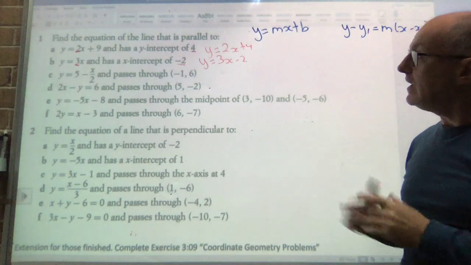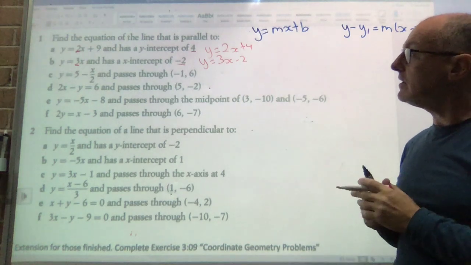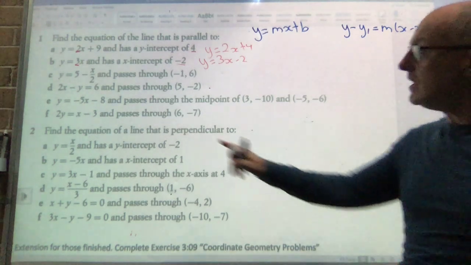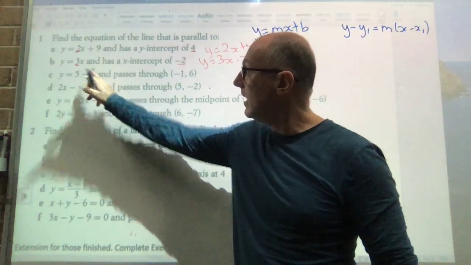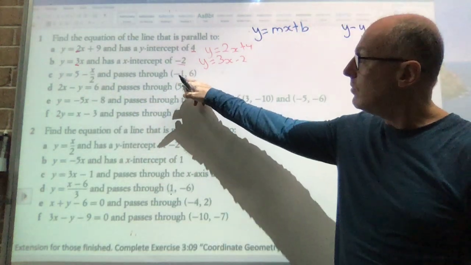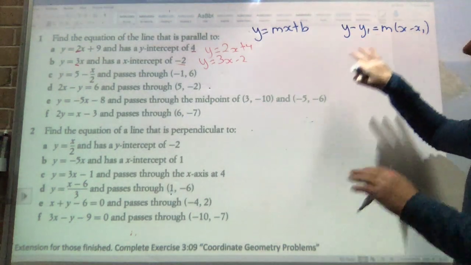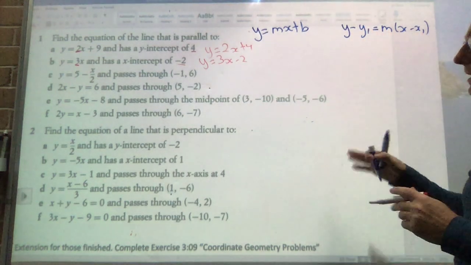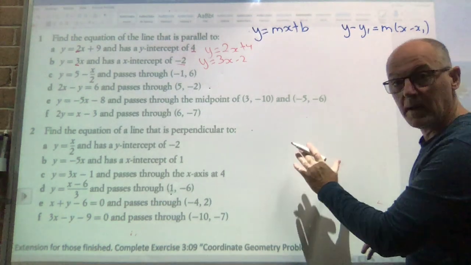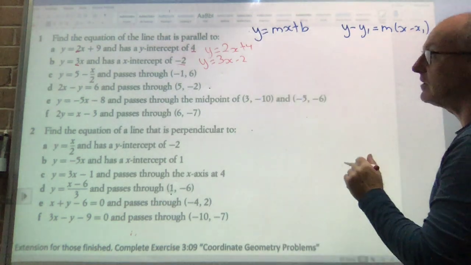In question C, they don't tell us the y-intercept. They do tell us the gradient is minus a half, and they give us a coordinate. So we've got the gradient and one coordinate. We have to use this formula here. So I'll do the working on this part here, which you can see. So I'm doing question C.